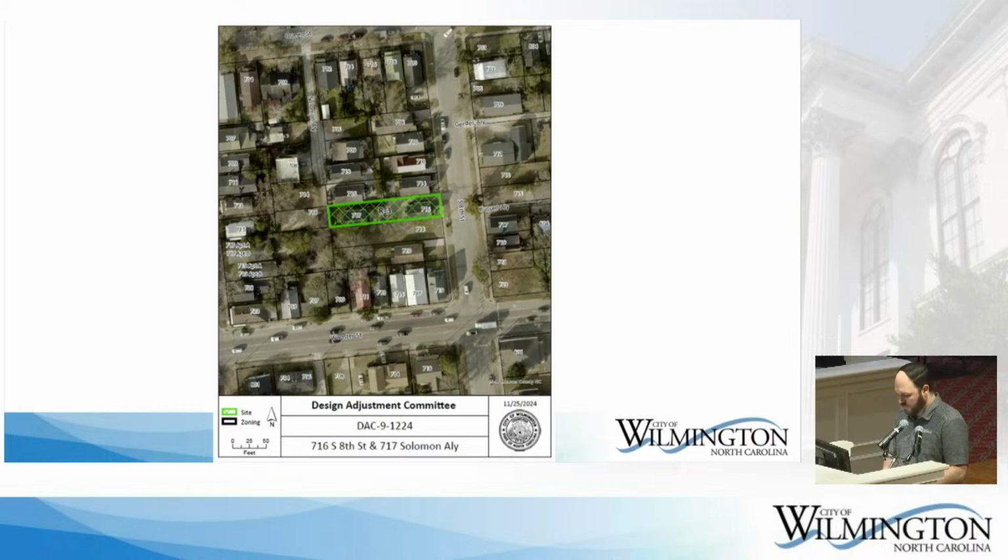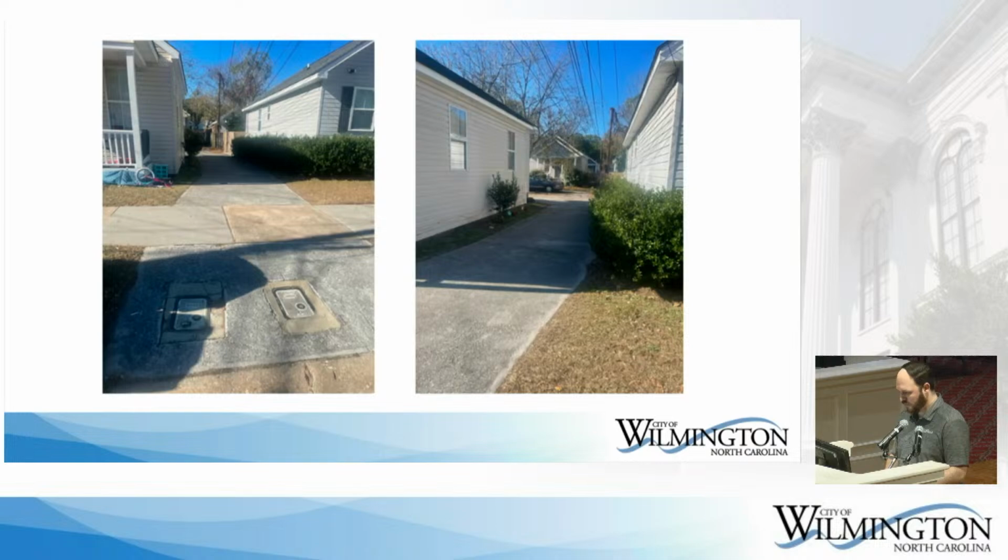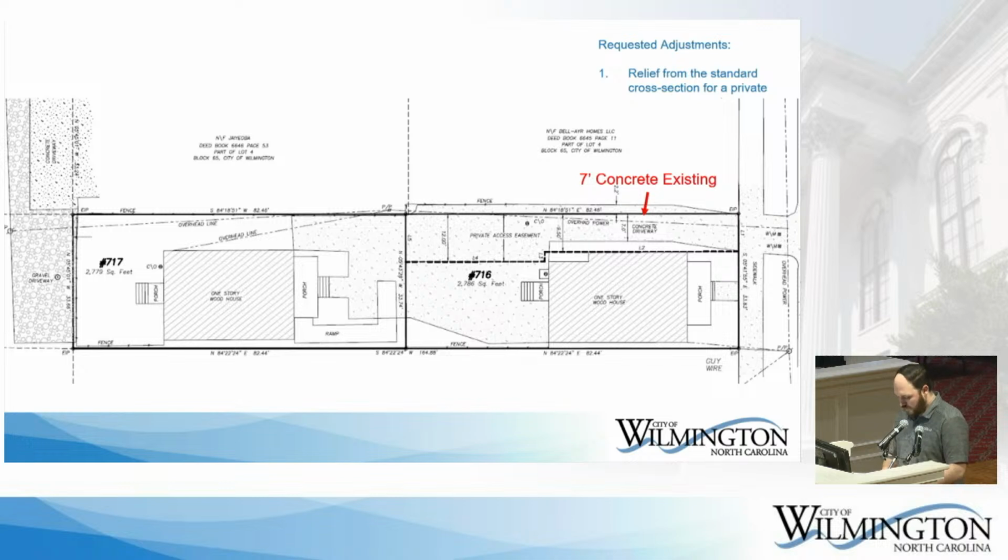717 Solomon Alley is currently accessed via a paved concrete driveway fronting South 8th Street. These are photos of the existing driveway fronting South 8th Street. The applicant proposes to install a private access easement for the purposes of subdividing the parcel into 2 lots, utilizing the existing site conditions. The newly created lots would be conforming to the R3 lot area requirements.